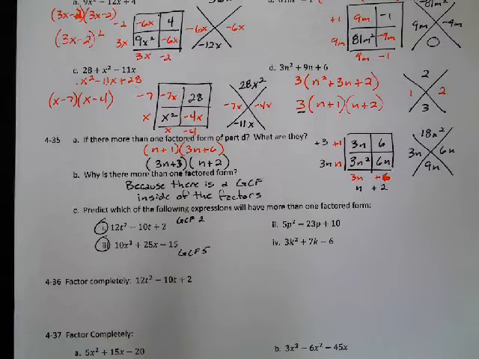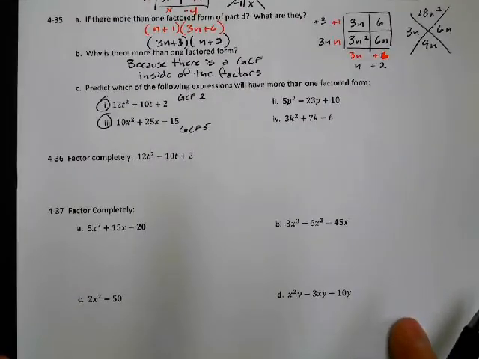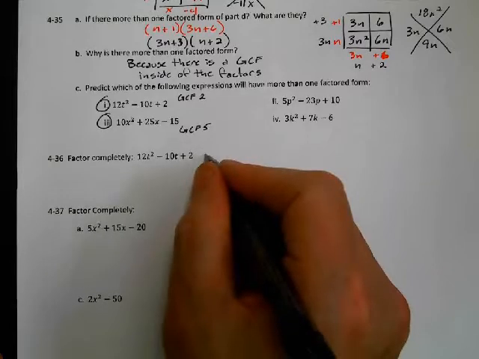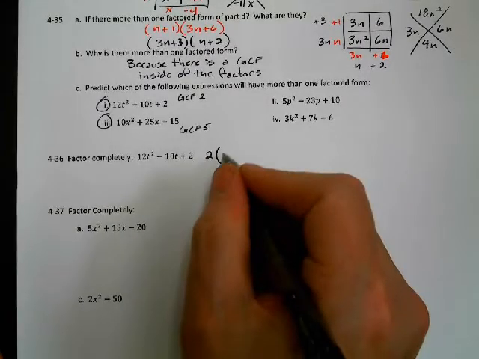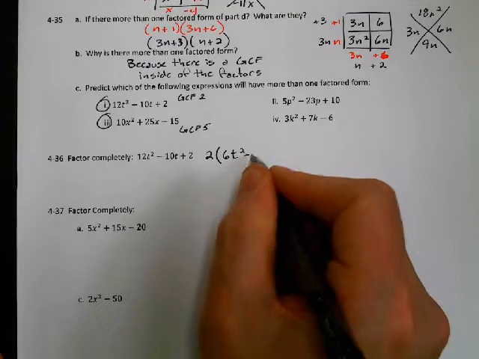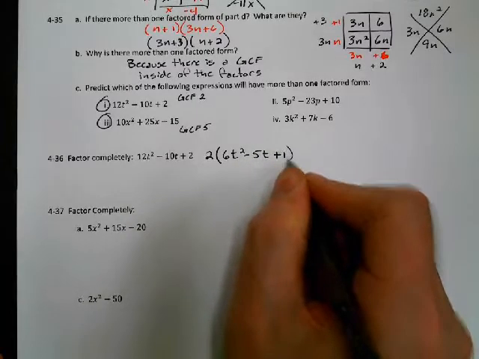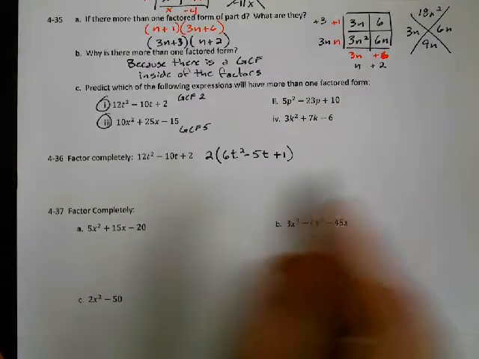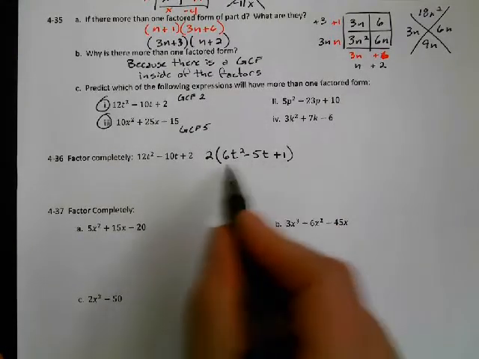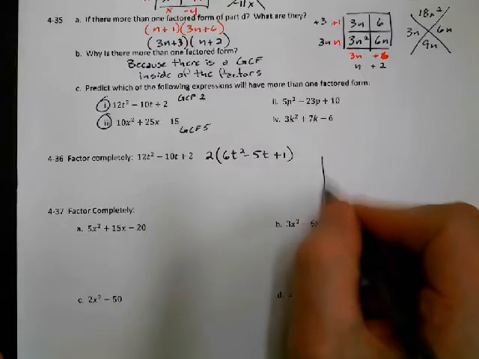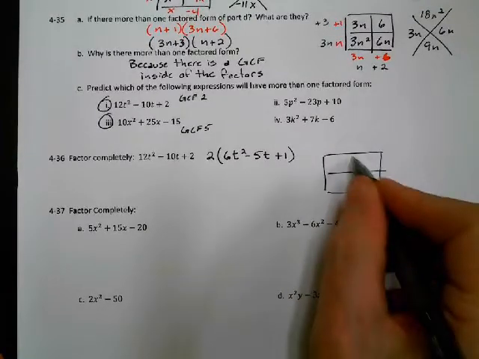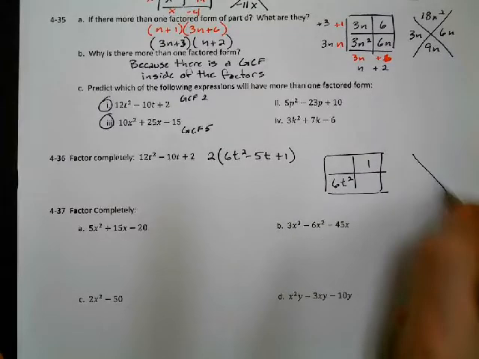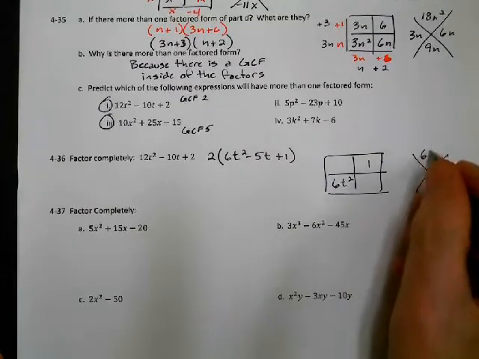All right, so we're going to factor this one completely. So we start by looking for the GCF, 2. So I can take out a 2, and I'm left with 6t to the second minus 5t plus 1. So I factored it out. If I multiply, I get what I started with. At this point, now I'm going to try to factor the trinomial after I factored out the GCF. So I set up the area model. I got 6t to the second and 1 here. So 6t to the second times 1 is 6t to the second. And they have to add up to negative 5t.